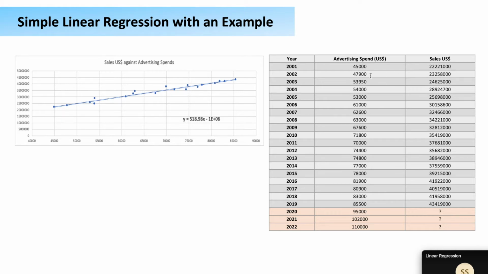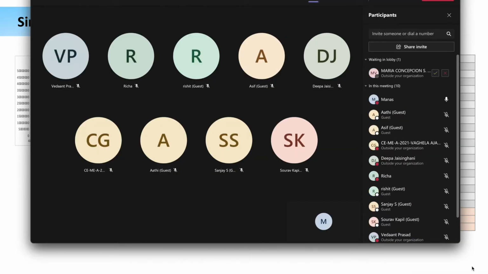$47,900 in 2002, and they got 2.32 million US dollars as sales. Okay, so you see that generally as the advertising spends go up, the sales also go up, but it's not a one-to-one relationship. There is some kind of relationship you can see, but you don't exactly know what calculation you can use to convert your advertising spend into the sales volume. Okay, there is no fixed calculation, right?